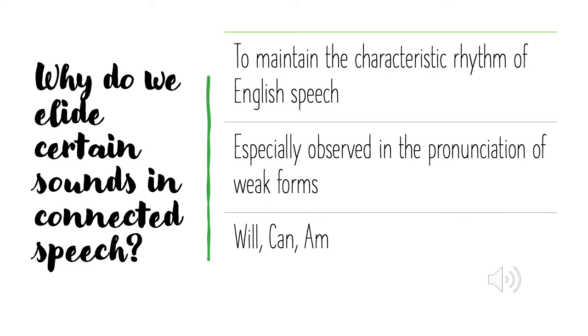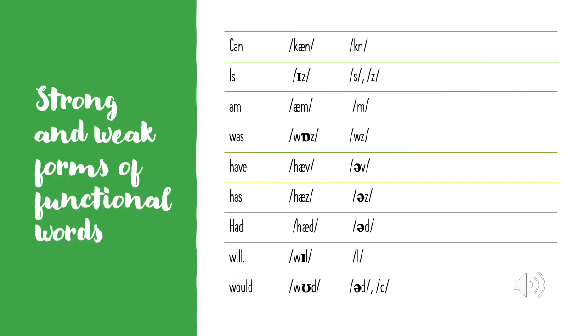So, elision occurs basically to maintain the characteristic rhythm of speech, and we can observe elision especially occurring in the pronunciation of the weak forms of pronouns, of auxiliary verbs, and other functional words. So this table here would help you to identify the way in which we use the weak forms of functional words like pronouns, articles, prepositions, and conjunctions, and in which we normally have the elision of vowel sounds.